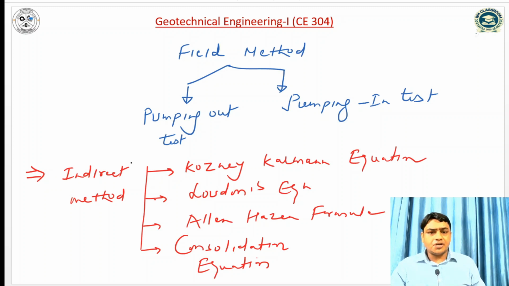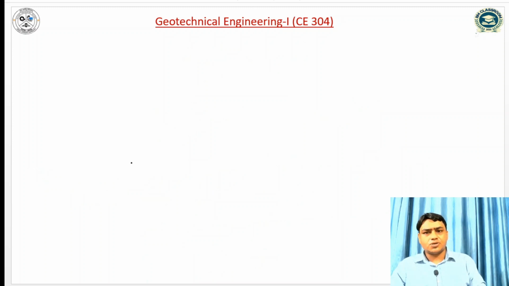In the laboratory there are two types of method. The first one is the constant head permeability test, and the second one is the falling head permeability test. Similarly, in the field method there are two types of method. The first one is the pumping out test, and the second one is the pumping in test, and these are the four indirect methods. So let us discuss the laboratory method.